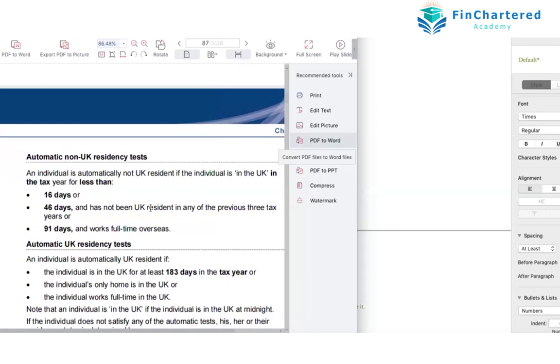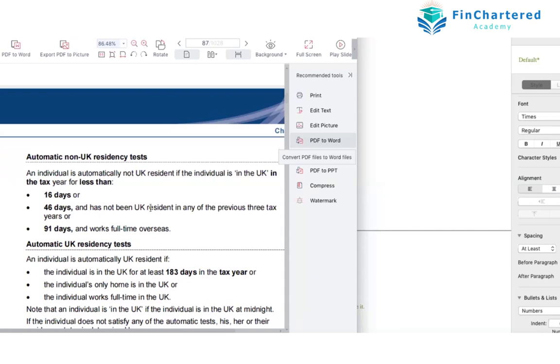If you've stayed in the UK for less than 16 days, or you've stayed in the UK for less than 46 days and have not been a UK resident in the past 3 years, or you have stayed in the UK for less than 91 days and have a full-time employment somewhere else, if you fit any of these three criteria, you are not a UK resident.